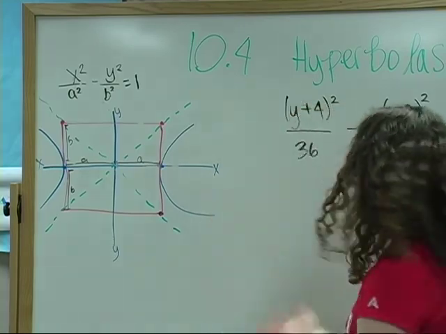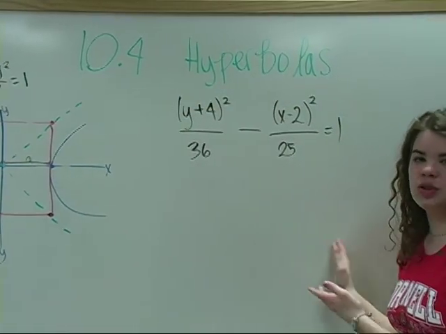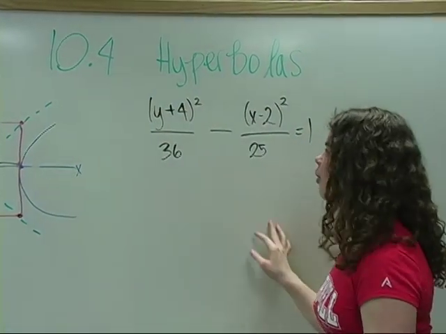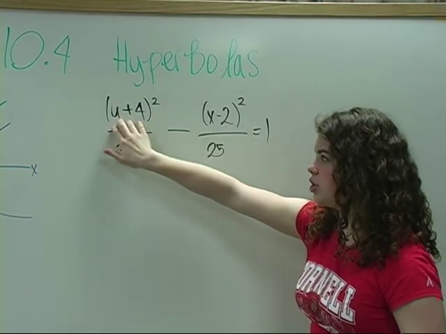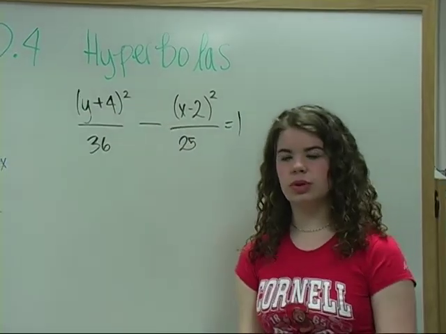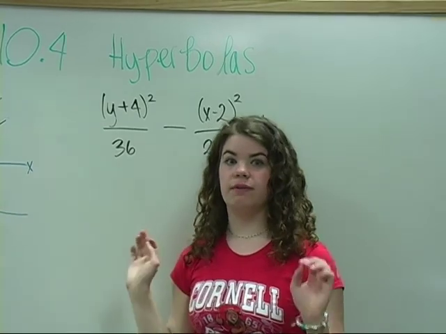Now let's look at our equation. We have changed it to make it complicated. So we start with y, which means this will not be a horizontal graph, it will be a vertical graph.